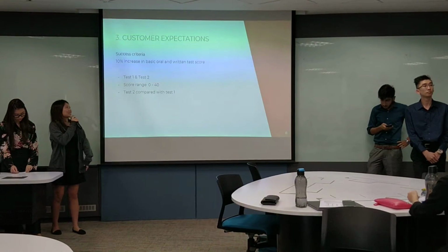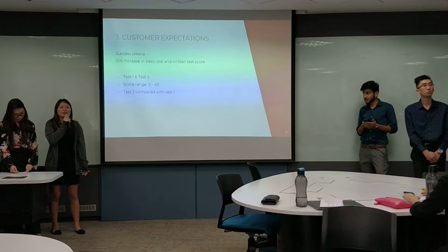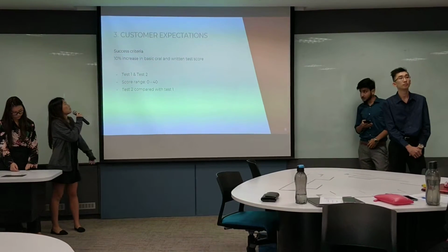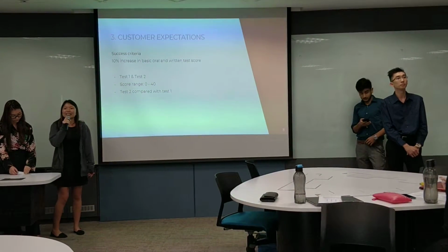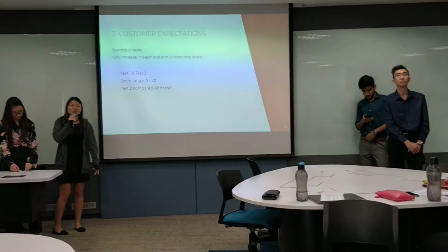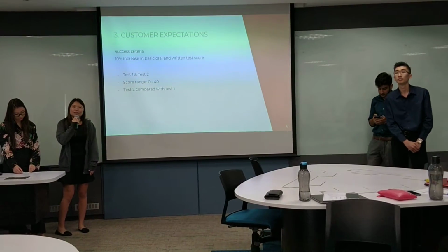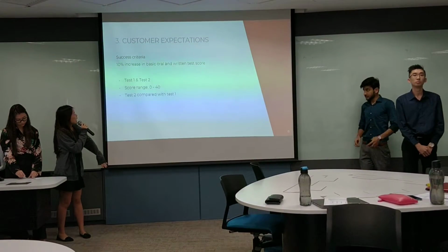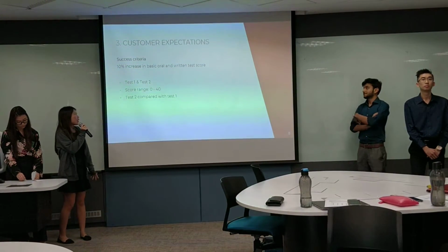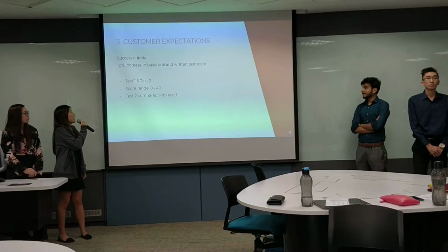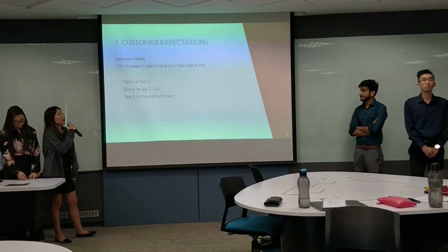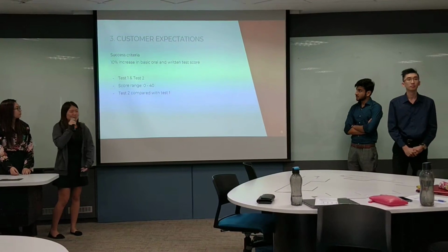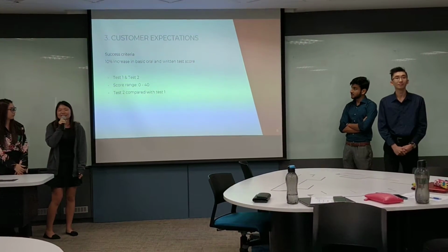So how we get the percentage increase is basically all the refugees were required to do 2 tests on basic oral and their writing skill. So there's test 1 and test 2. They have to do test 1 when they arrive and test 2 before they leave. The tests have a score range of 0 to 40 points. And after that, test 2 will then be used to compare with test 1 to obtain the percentage score increase in the basic oral and written test scores.